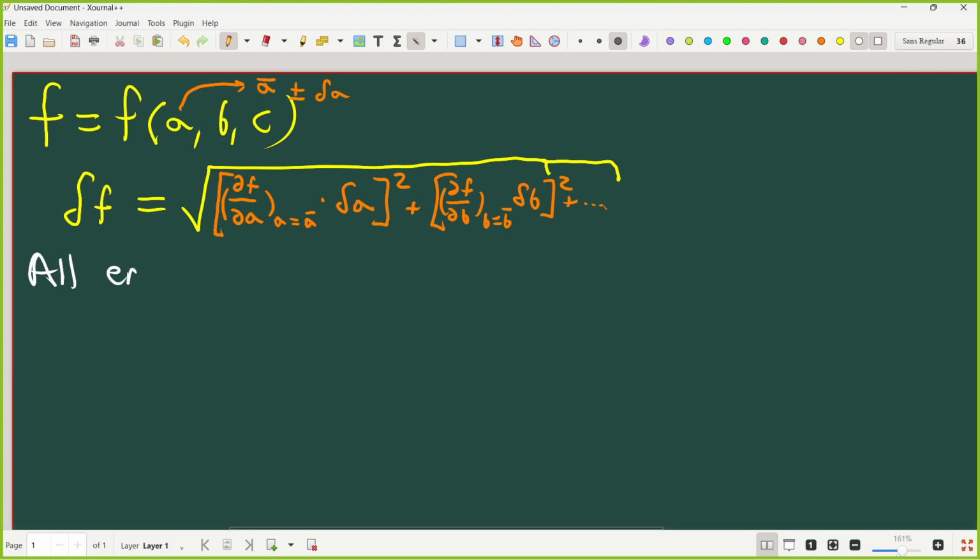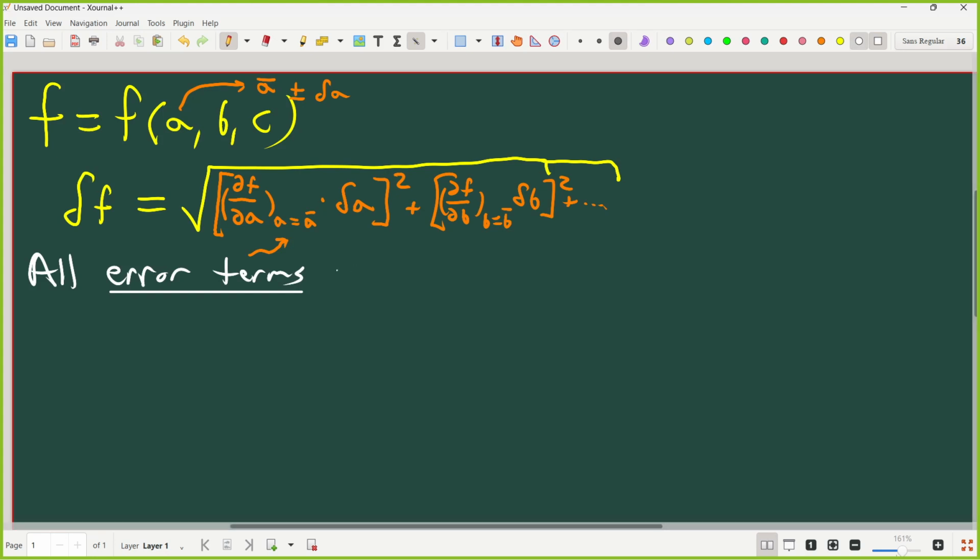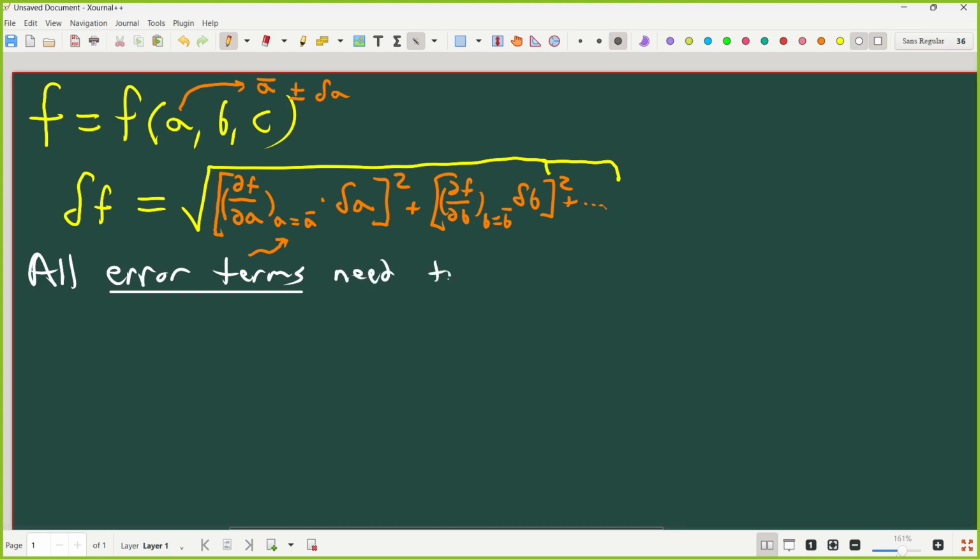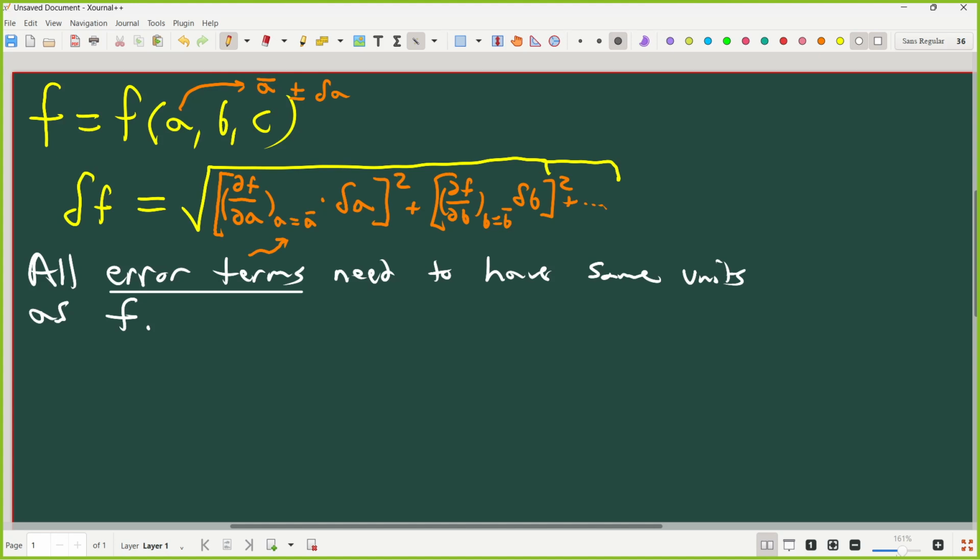All error terms, and by error terms I mean one of these orange ones, need to have the same units as the output. Okay, and we're guaranteed to get that as long as we calculate our derivatives properly.